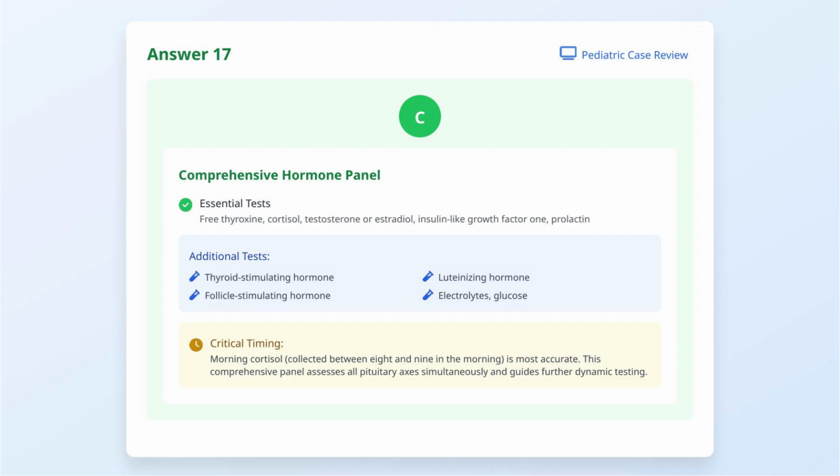The correct answer is C. Initial testing should include free thyroxine, morning cortisol, collected between 8 and 9 in the morning, sex hormones, testosterone in men, estradiol in women, insulin-like growth factor 1, and prolactin. Additional tests include thyroid-stimulating hormone, gonadotropins, electrolytes, and glucose. This comprehensive panel assesses all pituitary axes simultaneously and guides further dynamic testing.